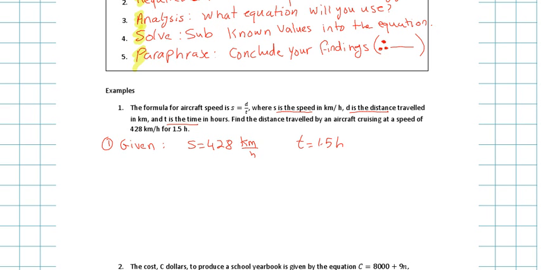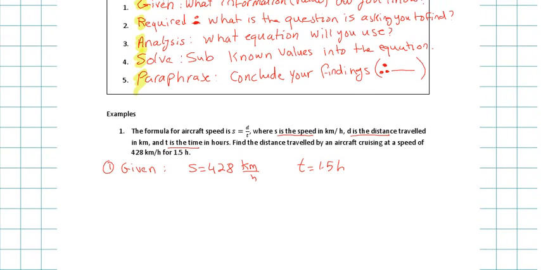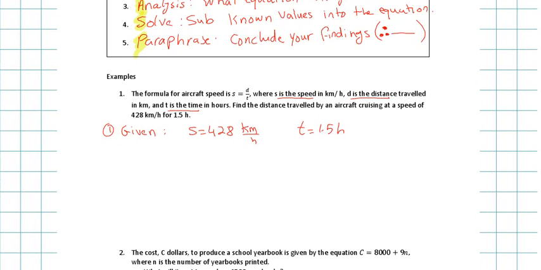After the given, I have to write what? Required. So what the question is asking me to do. What is the question asking me to do? Find the distance. So I'm solving for D. Okay? So D is equal to what? This is what I'm looking for. This is what I'm solving for.